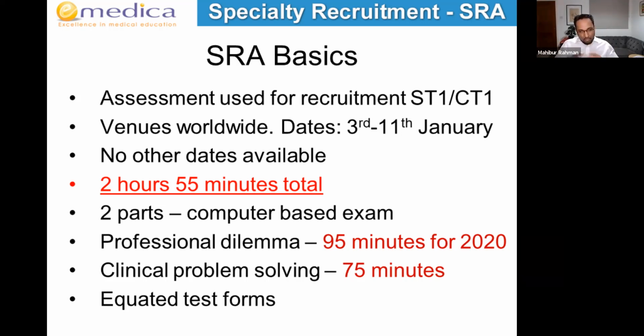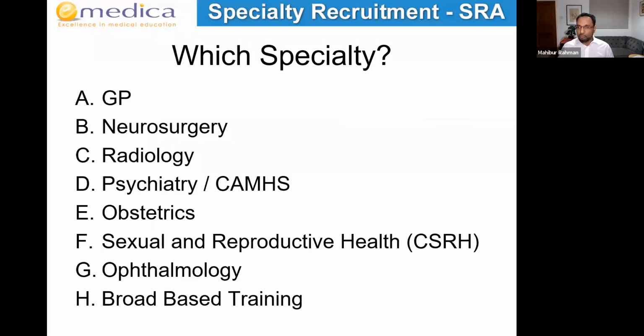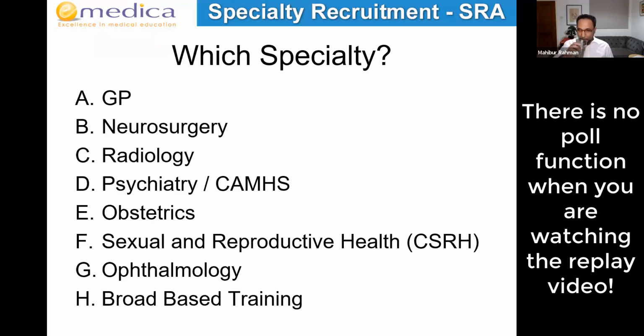Right, okay, so we're going to look at now how different specialties use your score, okay? Just before we do, and before we do some actual questions, I want to show you how the poll function works. So look, I'm going to launch the polling. Tell me which specialty or specialties you are applying to. You can click more than one if you're applying for more than one specialty. So you'll see now a poll should come up on your screen, those of you that downloaded the Zoom software, and just click your response.